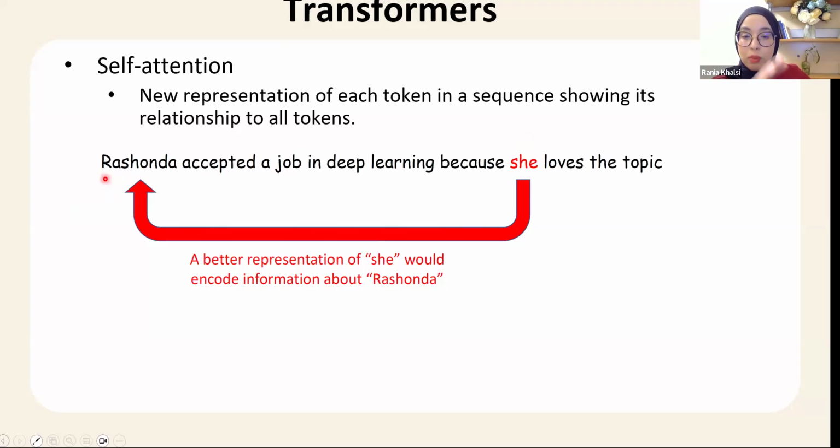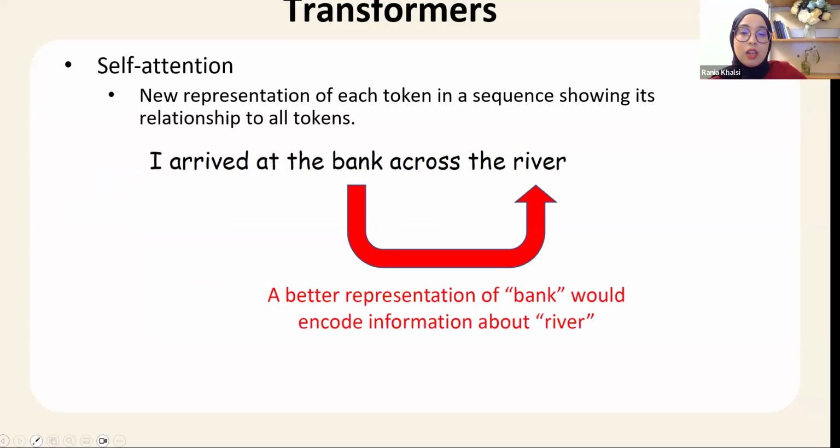So the model learns that "she" refers to Rashanda, and the attention weights as a result, or the main reason, reflect this connection. Just to illustrate, this is why here you can see that it's thick. The same idea also applies to the earlier example with river. So here "river" provides a better representation of the word "bank" based on the relationships within the sentence.